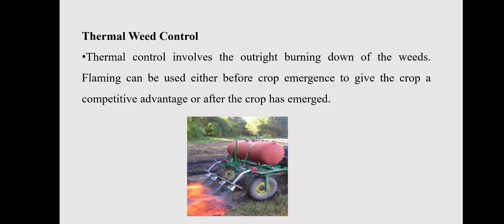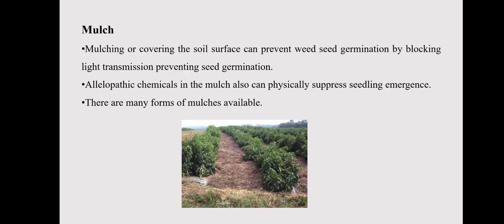Thermal weed control. Outright burning of weeds. It can be done before or after emergence of the crop, but before emergence is recommended as it can harm our main crop also. Mulching. Mulching means covering the soil surface. Through this, we can prevent weed seed germination. Many forms of mulches can be used according to the crop.